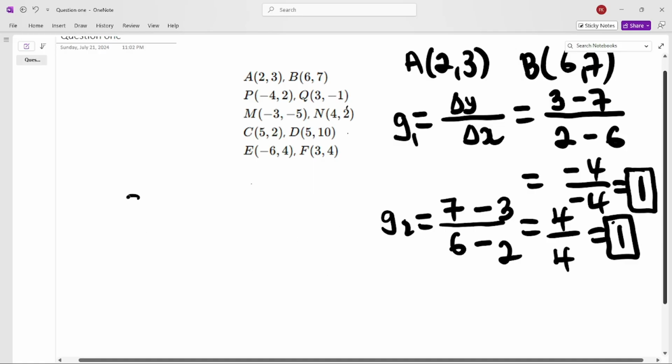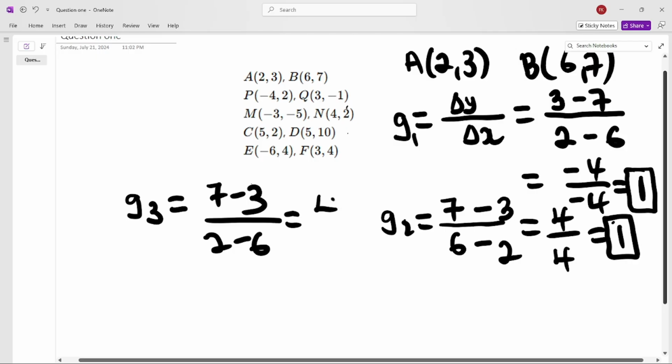So now let me do another, G3. This one I'm going to do a mistake. I'm going to start from the top. I'm going to say 3 minus 7 at the top, but mostly this is how we attempt it. So let me do 7 minus 3 at the top. I pick from here, but when I go to the bottom for the X, I'm going to pick from this side. It's 2 minus 6. This will give me 4 at the top, and the bottom will give me negative 4. And the answer will be negative 1.